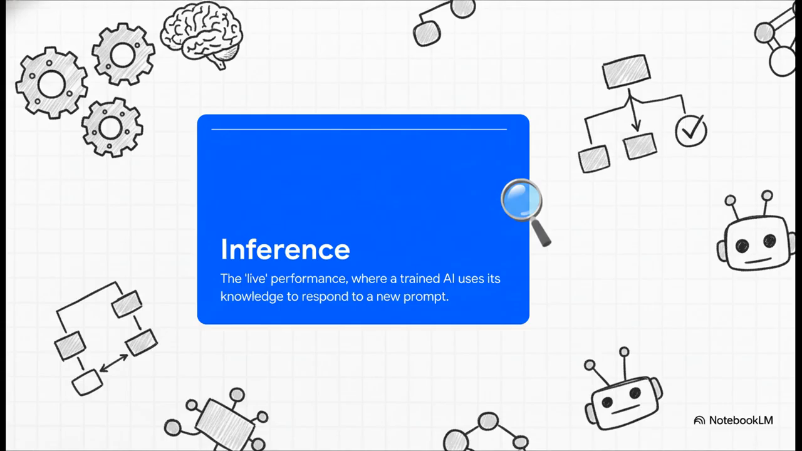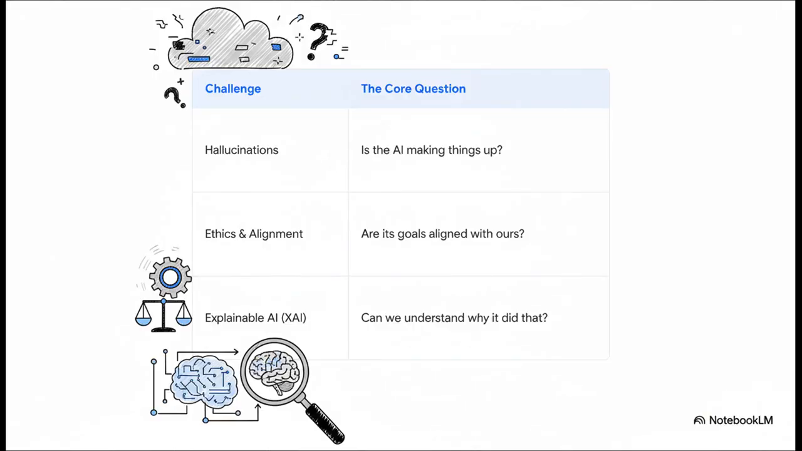And that exact moment, the instant the AI takes your prompt and starts generating a response, that's called inference. Think of it as the live performance. It's when the model takes all of its training, all those weights and embeddings, and puts it into action to answer your new question. But this whole human-AI interaction isn't without some massive challenges.